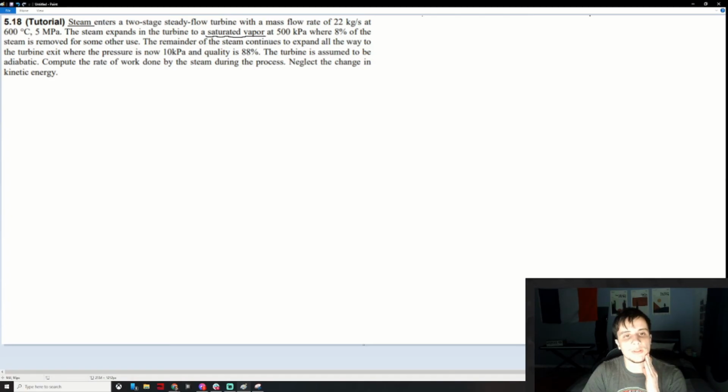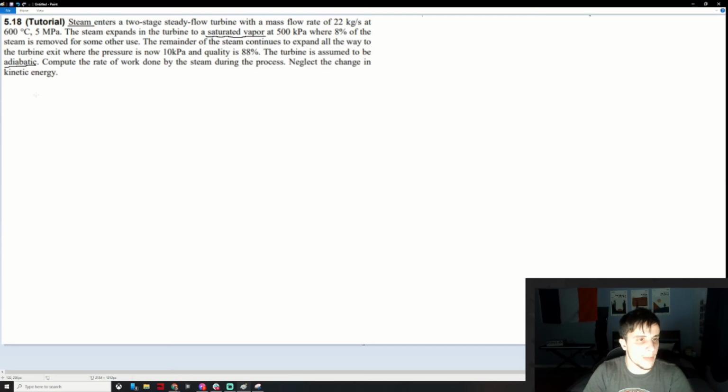The remainder of the steam continues to expand all the way to the turbine exit, where the pressure is now 10 kilopascal and quality is 88%. The turbine is assumed to be adiabatic, so no heat loss or no heat gain. Compute the rate of work done by the steam during the process. Neglect change in kinetic energy. No kinetic energy. They don't talk about altitude change, so no potential energy change. Adiabatic, so Q is equal to 0. Work is what we're trying to find.